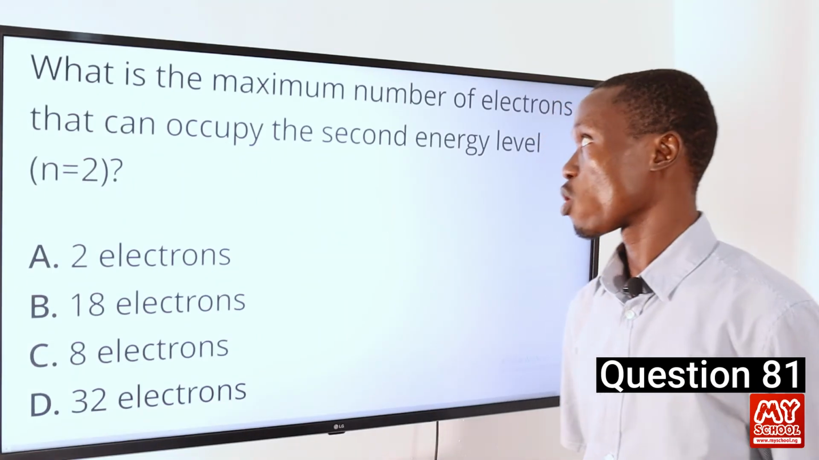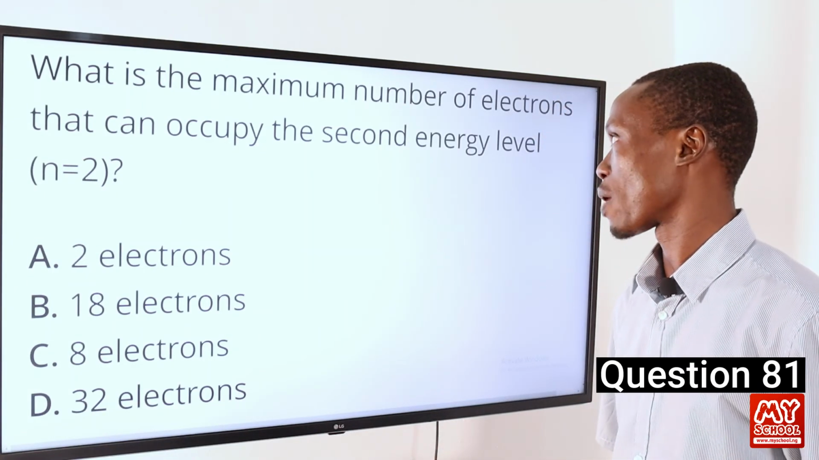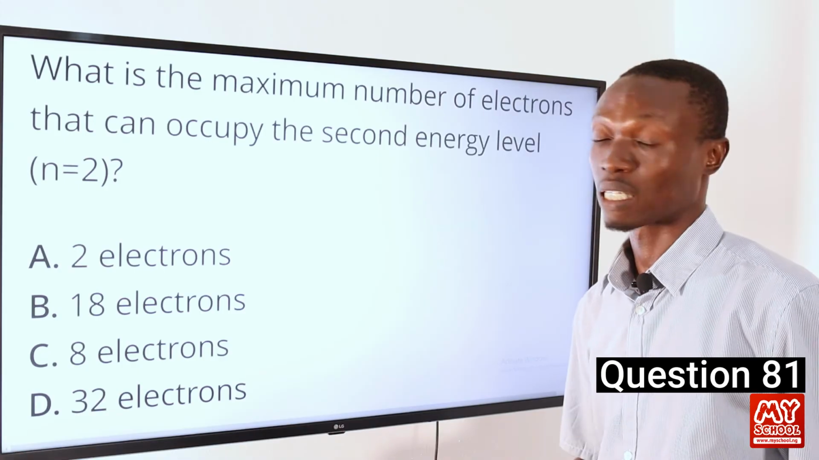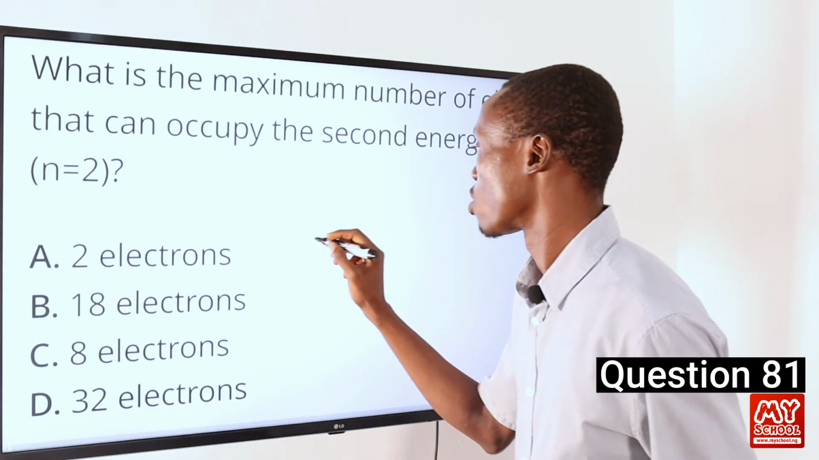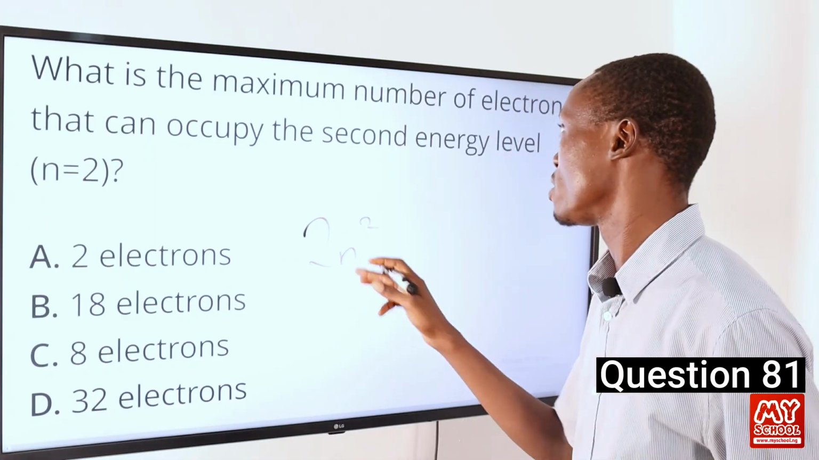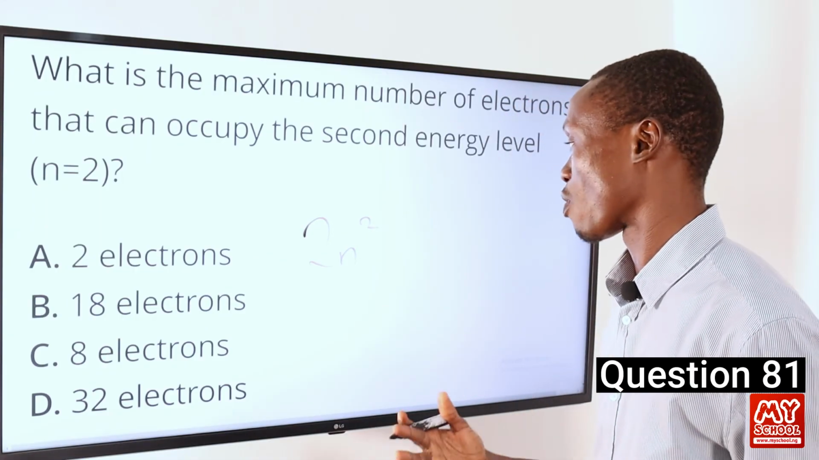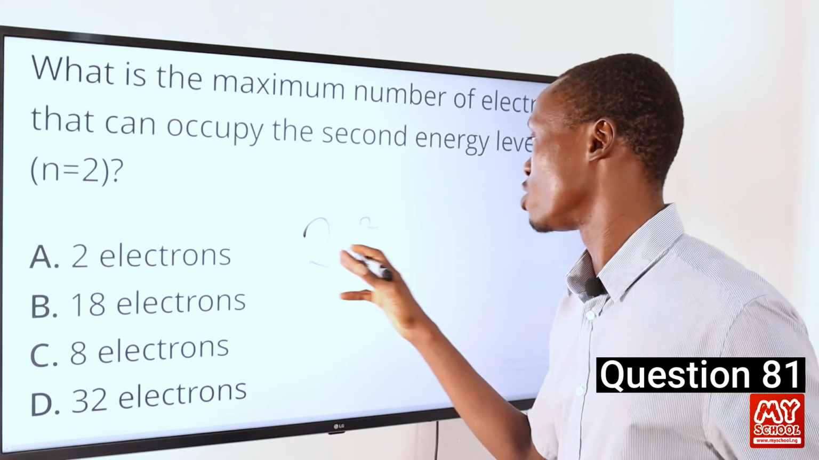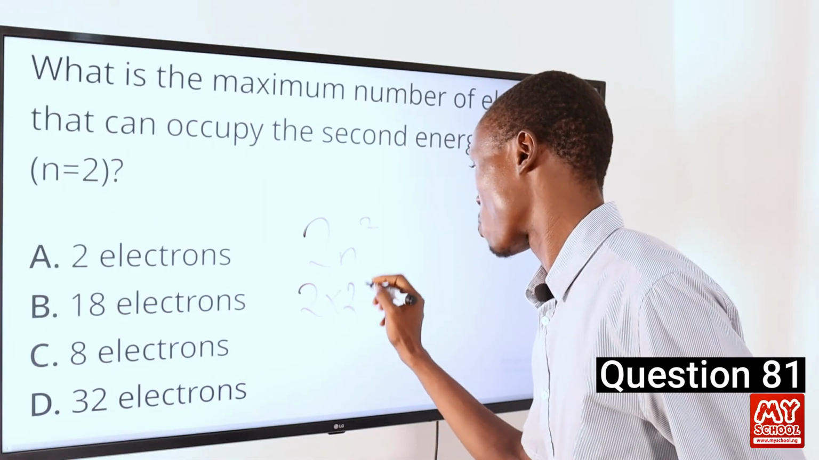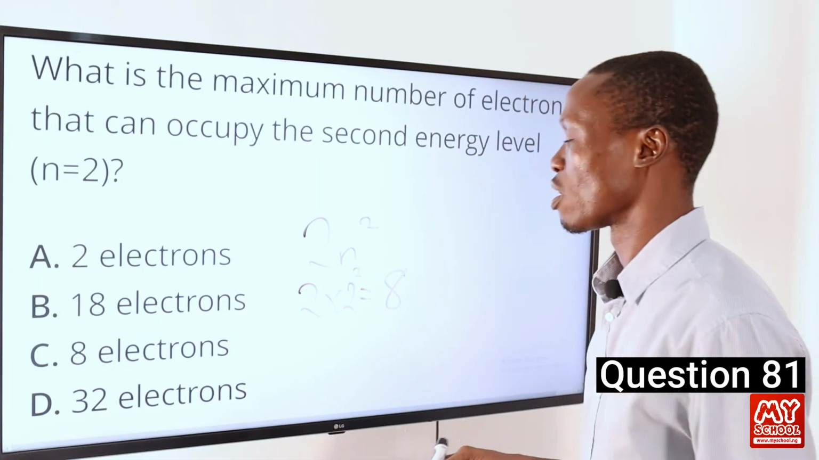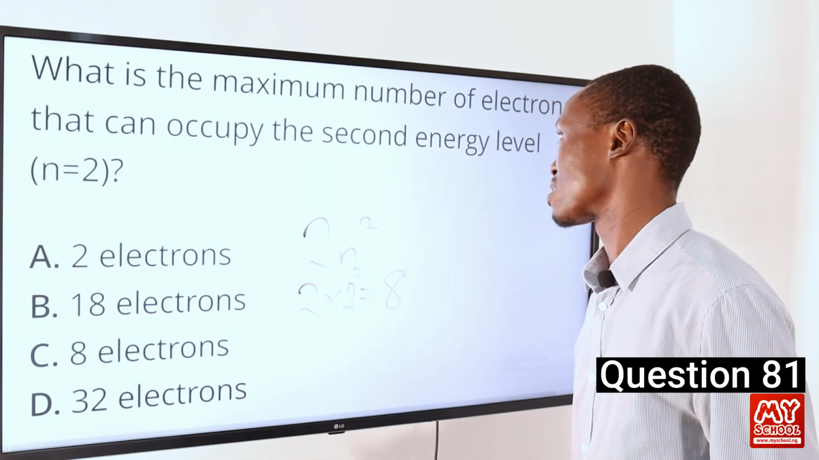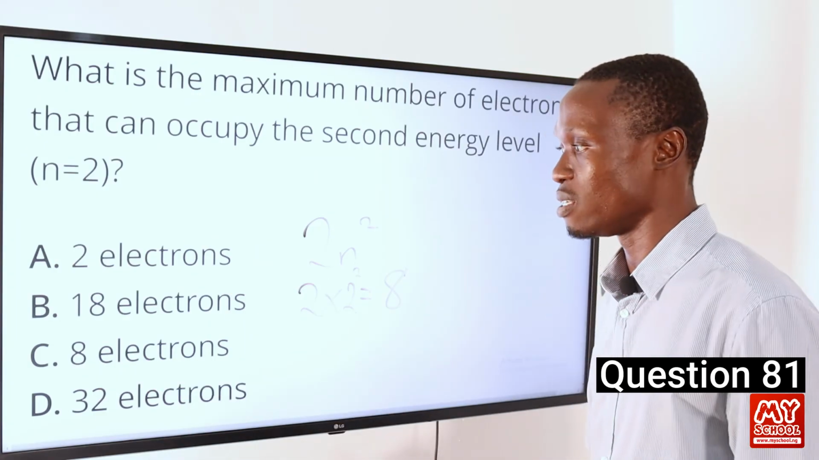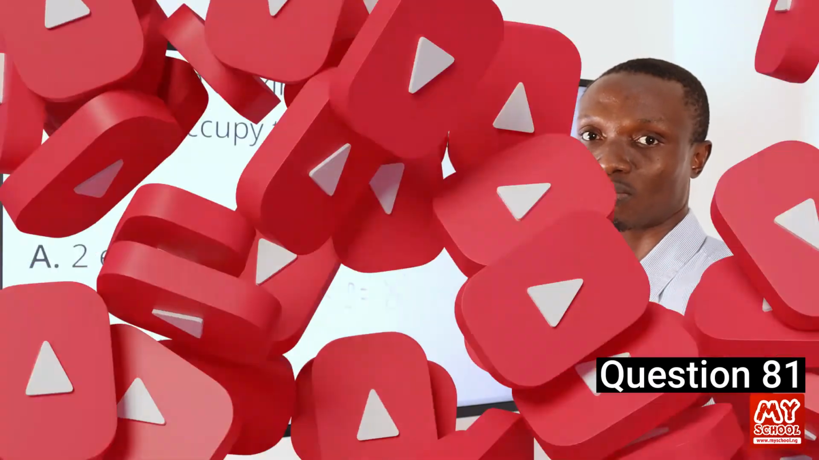Question 81. What is the maximum number of electrons that can occupy the second energy level? To calculate the maximum number of electrons that can occupy any shell, we make use of the formula 2n squared, where n stands for the energy level or the number of the shell. From what is given to us, n is equal to 2. So inputting n into this formula, we'll have 2 times 2 raised to power 2, and that will be equal to 8. So the number of electrons that can occupy the second energy level when n is equal to 2 is 8. So from our options, the correct answer is option C, 8 electrons.